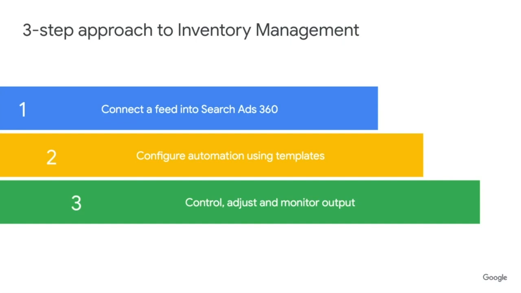Thanks, Joost. So inventory management, to use it, is broken up into 3 pieces, 3 phases. So the first phase is connecting a feed. As Joost mentioned, there's thousands of products or items that you're offering in advertising that you may want to be able to provide at scale.